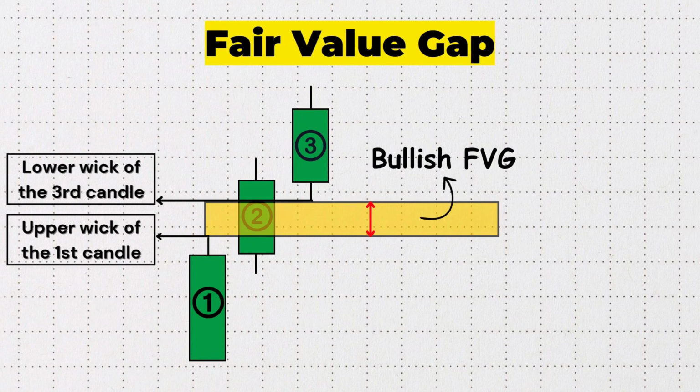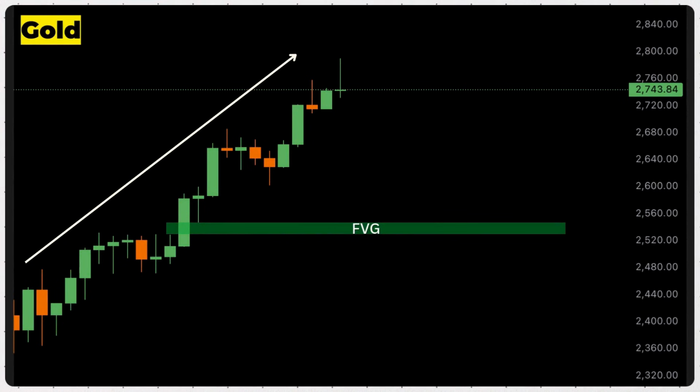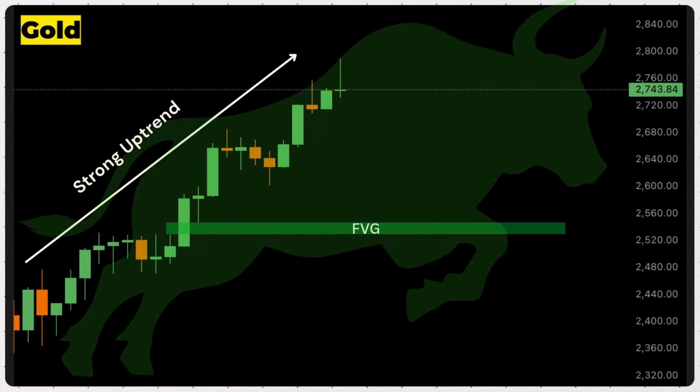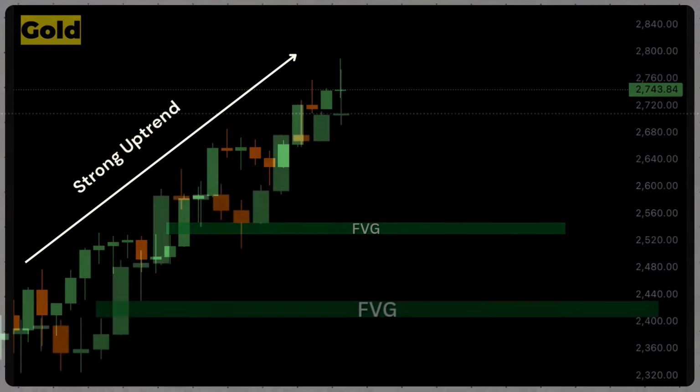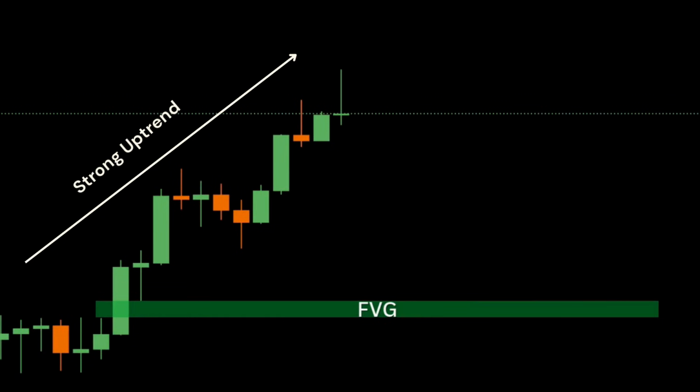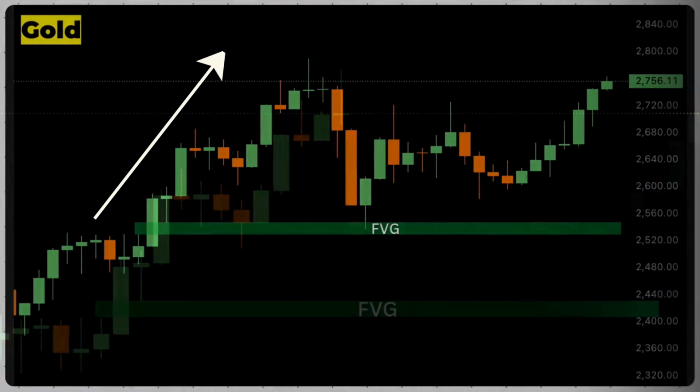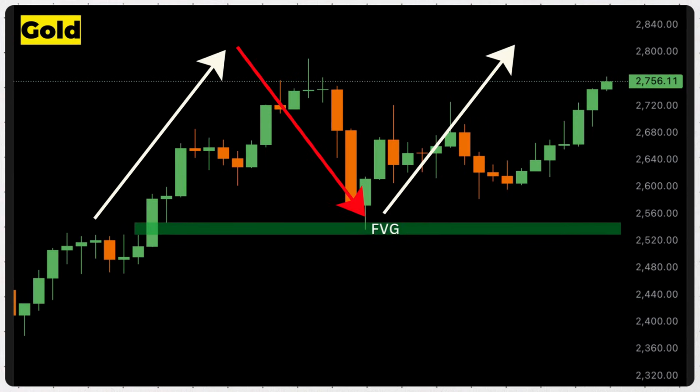Now there are two types of fair value gaps. A bullish fair value gap forms when the high of the first candle is lower than the low of the third candle and is commonly found in bullish conditions or strong uptrends where buyers are clearly in control. In this chart, the trend is clearly bullish. If we zoom in, we can see a fair value gap formed by a 3-candle structure where the wick of the third candle does not overlap the high of the first candle. Price moves higher first, then later pulls back into this fair value gap before continuing upward.